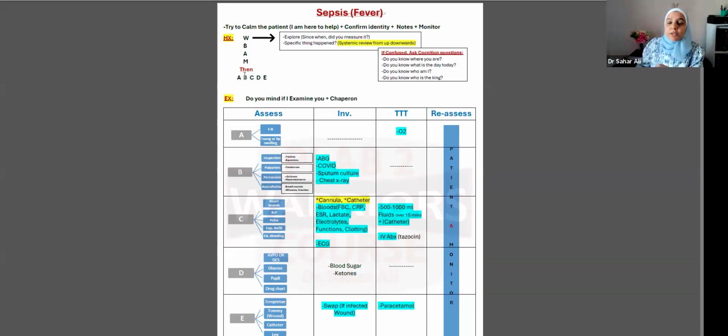All right? If the patient is okay, talking, not short of breath, then you ask the patient what happened. This is the mnemonic for SIM man: WABAM, then ABCD. What happened? I have fever, doctor. Then explain the fever. Since when do you have fever? Did you measure it? Have you had any fits? Okay, fever, fits. All right. Then any specific thing happened before this fever?